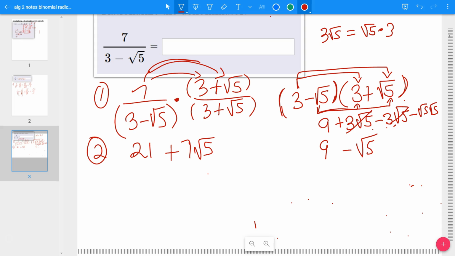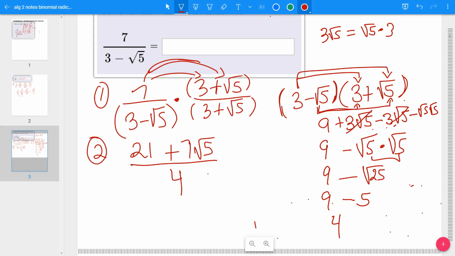The last portion looks like this now. You have negative root 5 multiplying positive root 5. To work this out correctly, you do 9 minus, because they're both square roots, you can put this under there as the root of 25. So 5 times 5 is 25. I'm being super careful here. It's going to be 9 minus the square root of 25, which is 5, and then 9 minus 5 is 4. And that becomes the new denominator. I've shown you a lot of steps. You don't have to include all of them. If you can make it work, make it work. And then this is the answer, 21 plus 7 root 5 over 4.